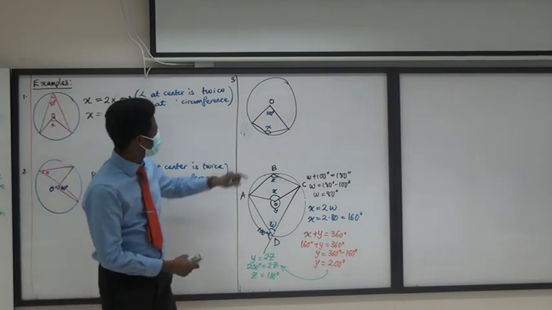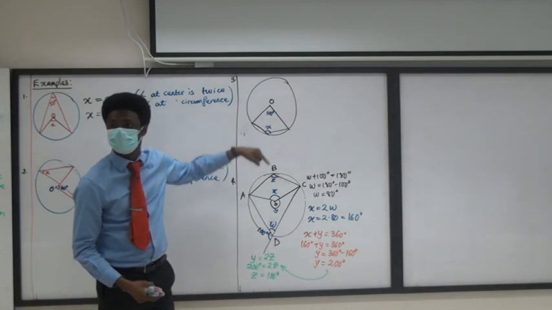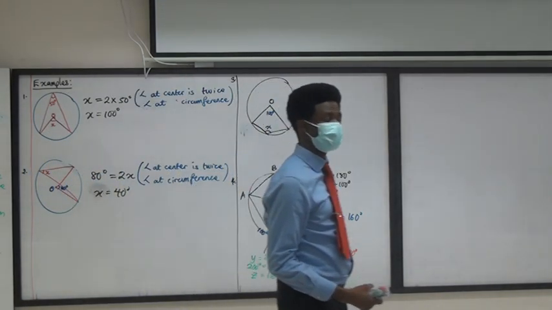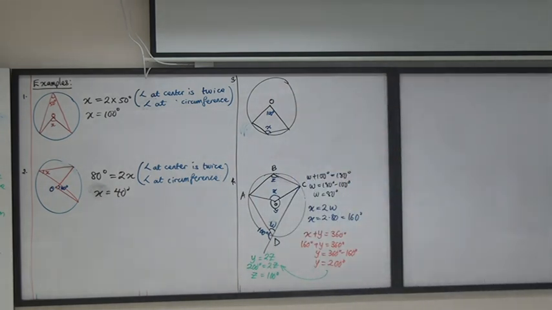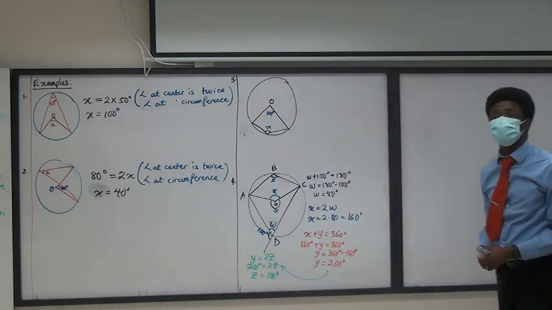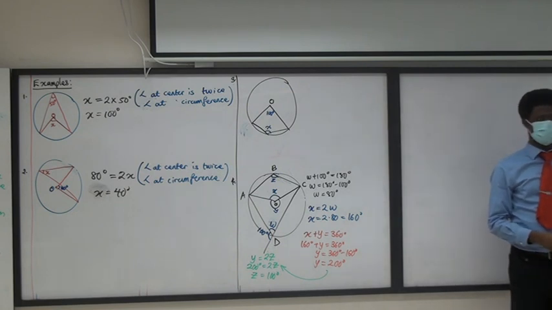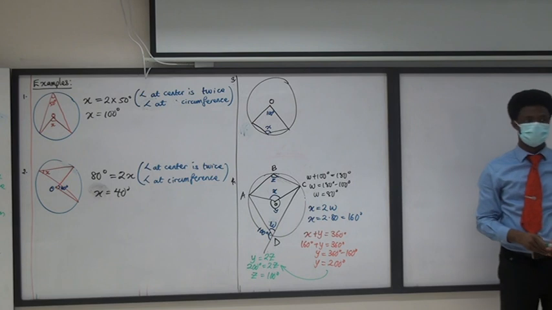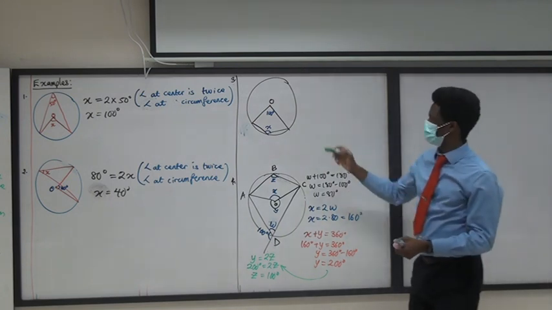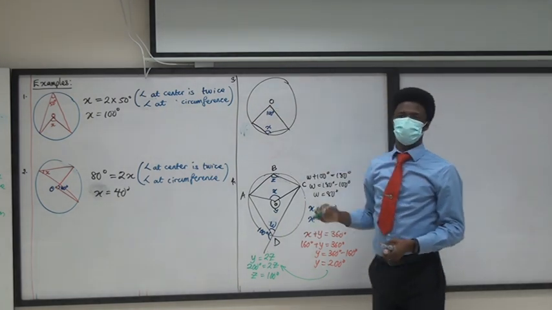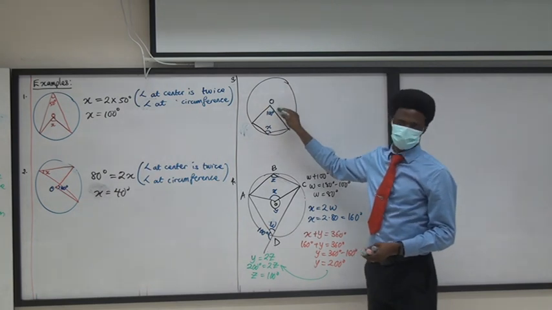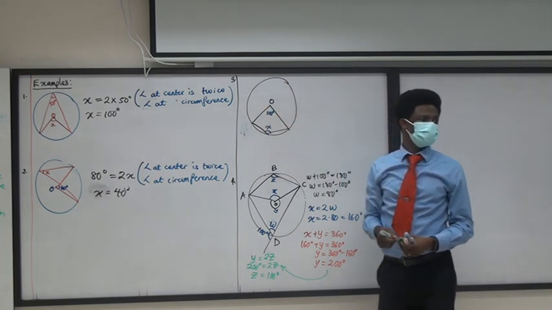Can I do angle at the center, angle at the circumference with x and 100? No. What do you propose I do? Let's start with you. You find the outside. You find the obtuse angle beside 100.